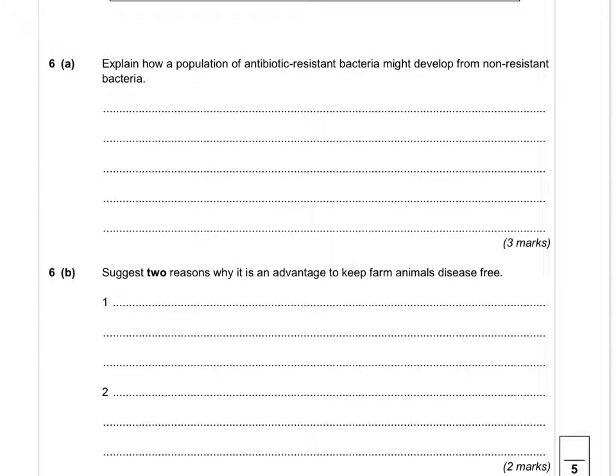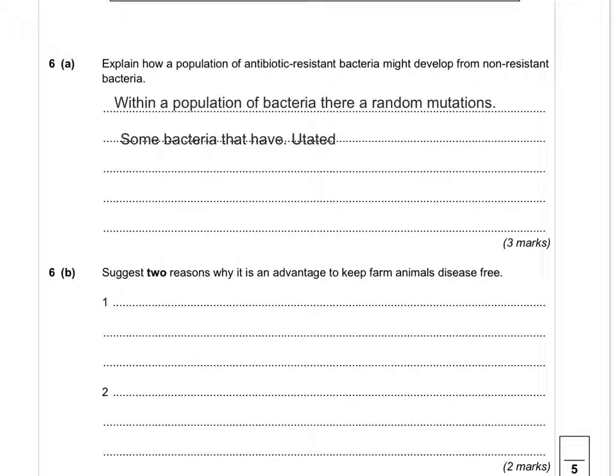So basic things that you need to mention for this then are that within a population of bacteria, there are random mutations. So when we say mutations, that means that there's a change in the genetic code which is going to change a particular feature about that organism. So there's random mutations for bacteria. And what that will do is, just by chance, it means that some bacteria that have mutated, so not all of the bacteria, because it could be a different kind of mutation, so some bacteria that have mutated will now be resistant.